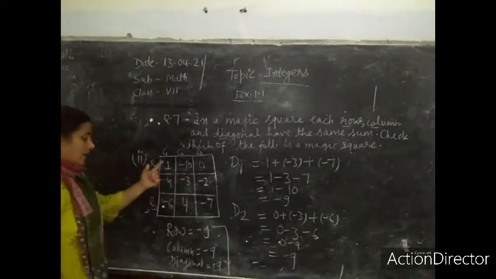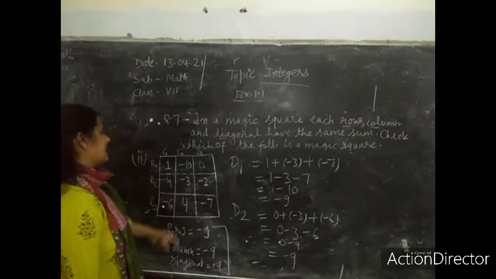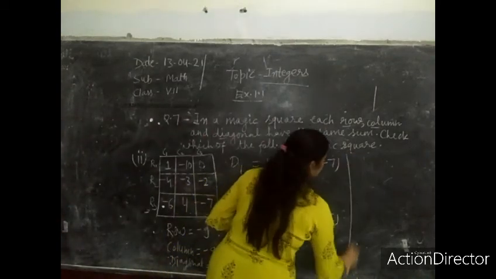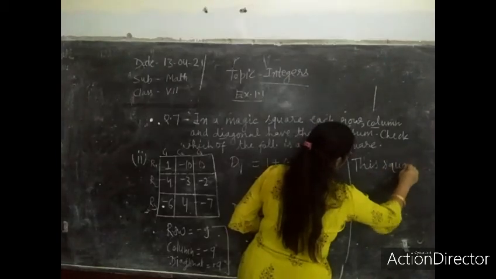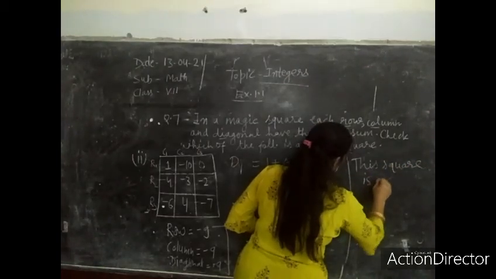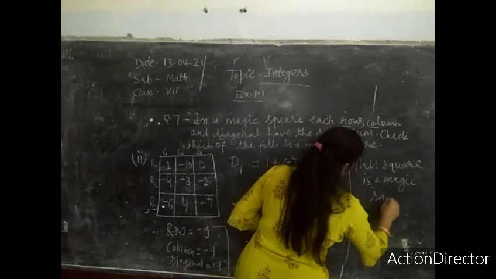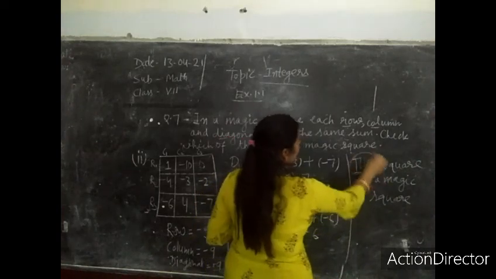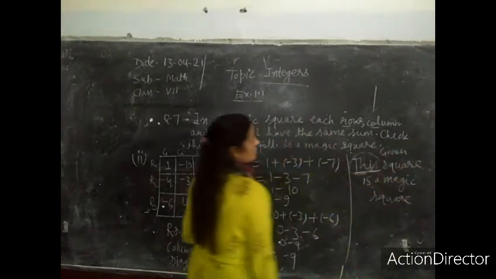Same number: rows, columns, diagonals. When we add these one by one, we got minus 9. It shows this square is a magic square. You can write: given square is a magic square.